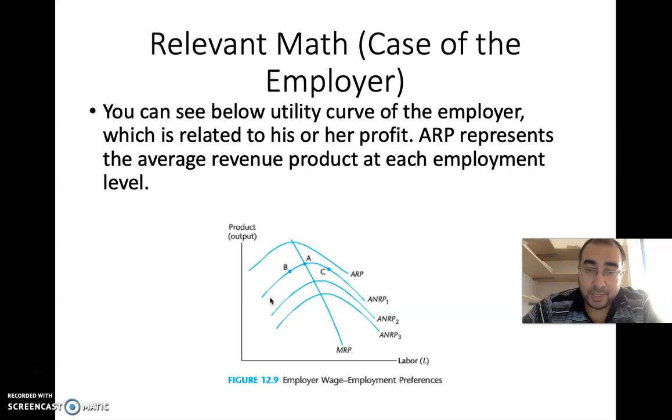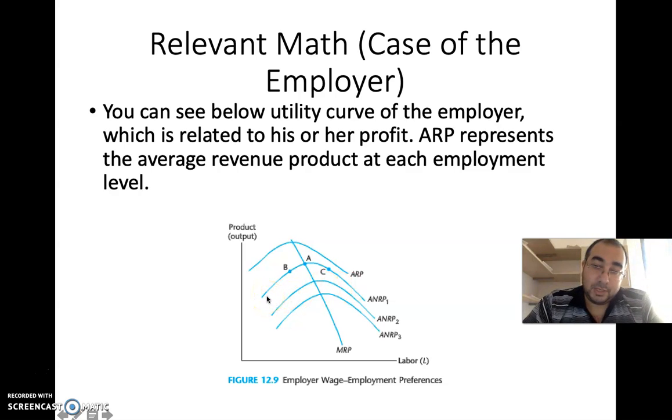And all of these curves, ANRP1, ANRP2, ANRP3, assume certain levels of profit. If you have a certain amount of profit, let's say $1,000, then when you subtract the $1,000 from the total revenue, this will be the average net revenue product, basically. So you pay wages from the remaining money. If you take profit for yourself, the remaining revenue earned by the workers is logically, if other costs are negligible, given to the workers. So in that case, the points on these lines will represent the wage level, basically.